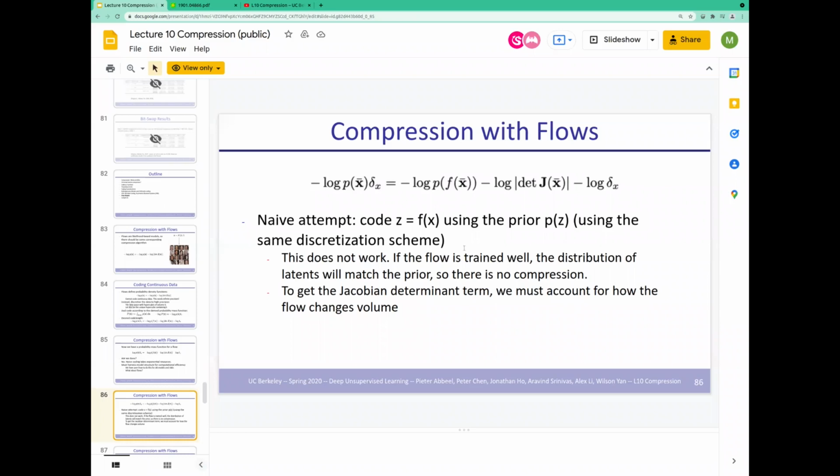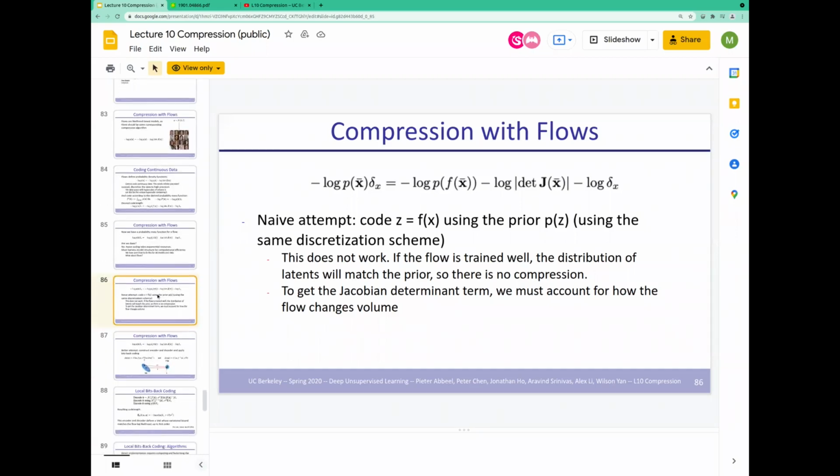Here we go, compression with flows. The naive attempt is to use the prior. This does not work well because if the flow is trained well, the distribution of the latents will match the prior, so there's no compression. The number of parameters in X and Z are the same, so we don't get anything. We just move to another plane where it's still the same amount of complexity.